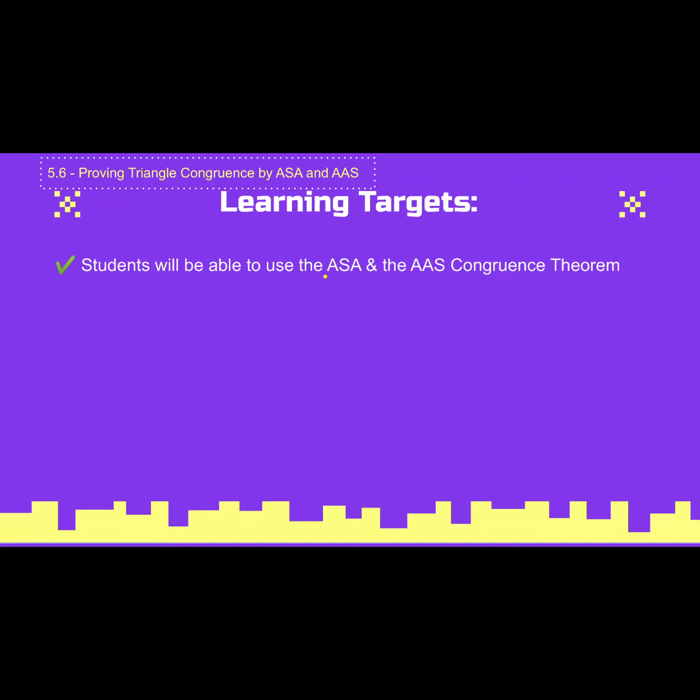A couple examples. And I did not, where'd my book go? Was not able to write out my answer key for the examples. All right.